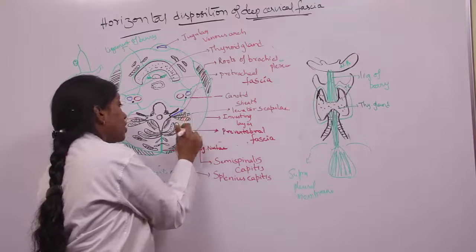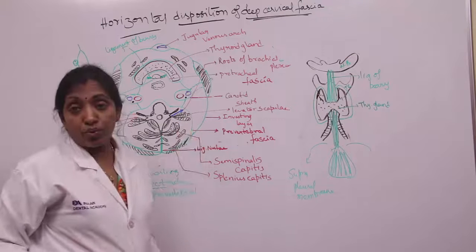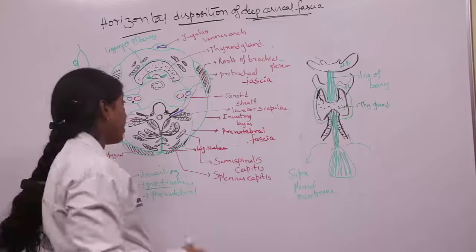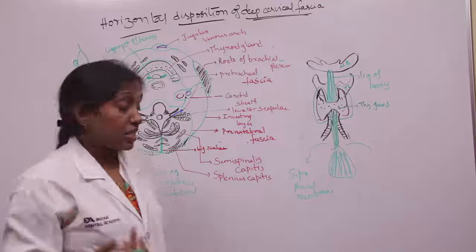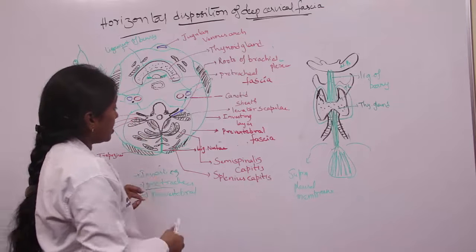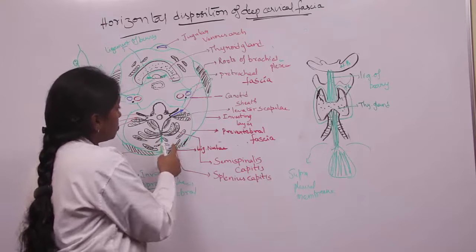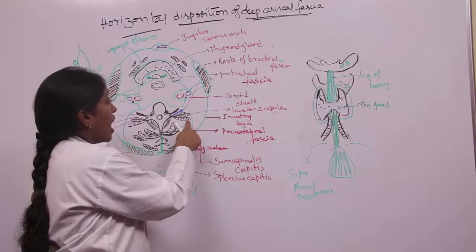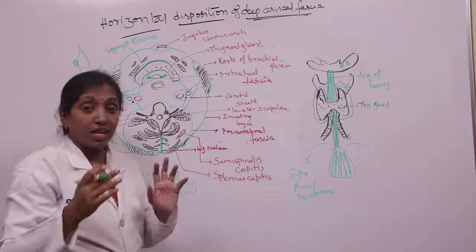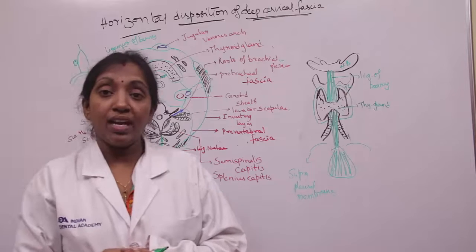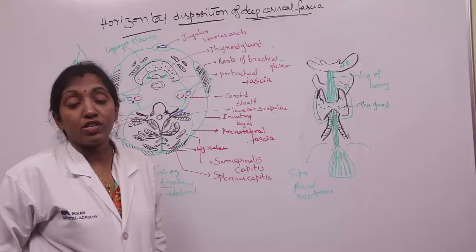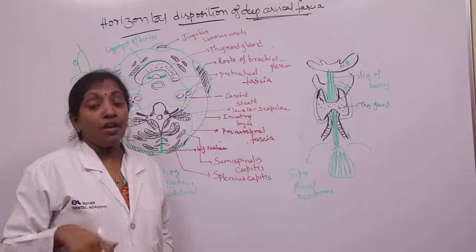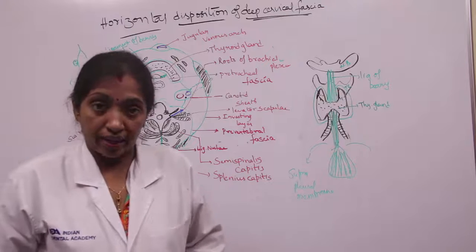So the prevertebral fascia forms the floor of the posterior triangle by enclosing these muscles, because the floor of the posterior triangle is formed by semispinalis capitis, splenius capitis, levator scapulae and scalenus medius. This forms the floor of the posterior triangle. Because the prevertebral fascia covers all these muscles, it forms the floor of the posterior triangle.